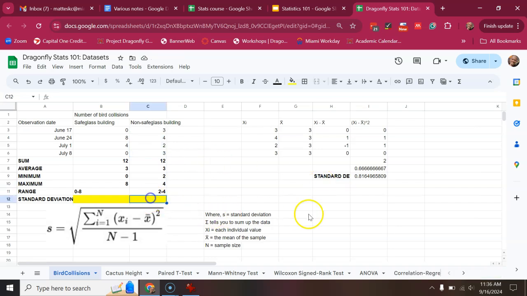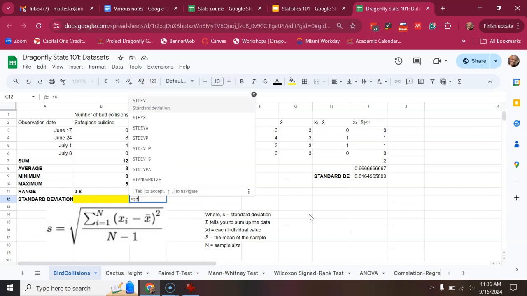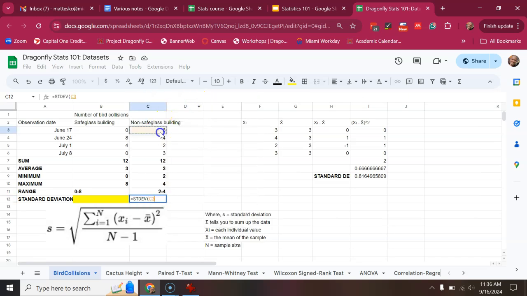And if you don't believe me, there's an easier way you could do all this, which is just type equals and start to write standard deviation. You'll see an option here for STDEV, standard deviation. Highlight the data set, close out the parentheses, and hit enter. And look at that, 0.816. That's the same. You can actually go here and increase the number of significant digits and see that it's exactly the same as when we calculate it using the actual formula.